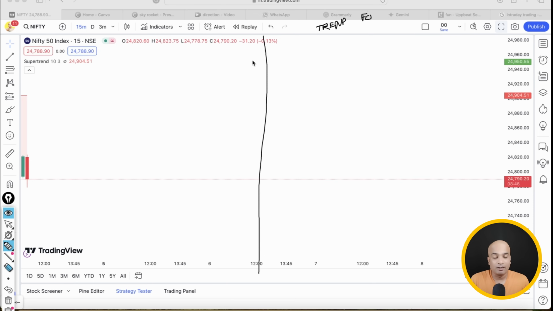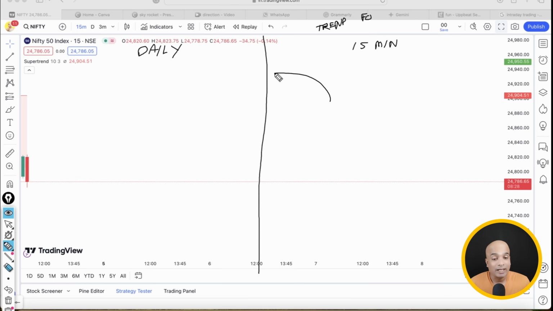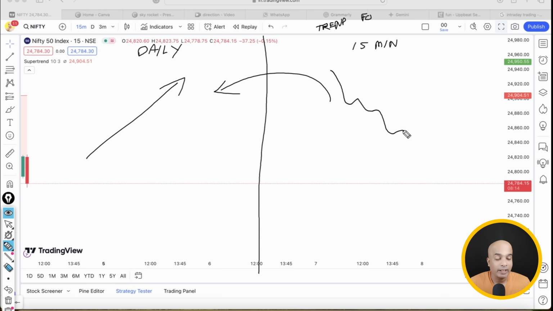So let's say you are an intraday trader. I'm just taking a perspective. So you should see the trend in a daily chart. Then you need to take the trade in the 50-minute time frame, but the trades in the 50-minute time frame should come in the direction of the daily chart. Let's say the trend in the daily chart is an uptrend, so then in the 50-minute time frame, whenever you get a pullback opportunity, you can take the trade.